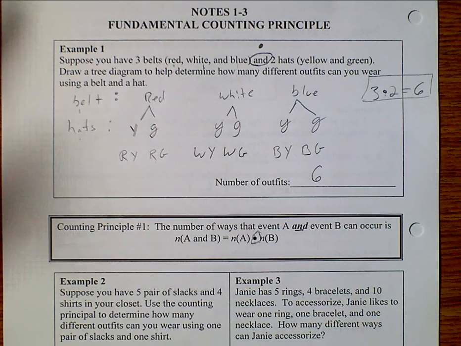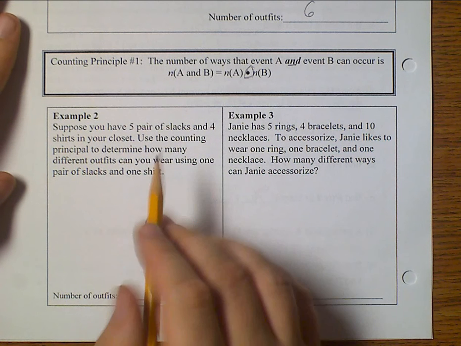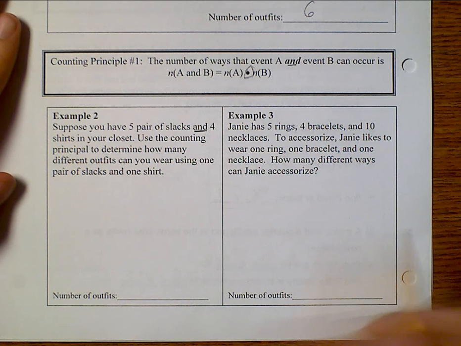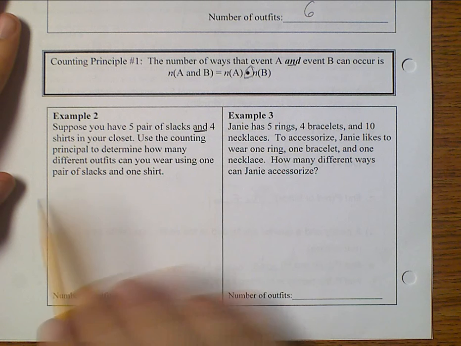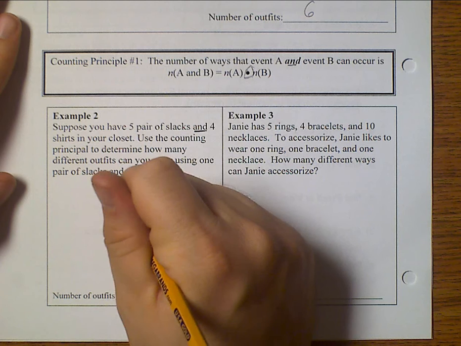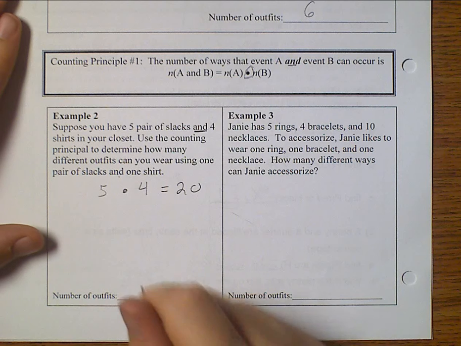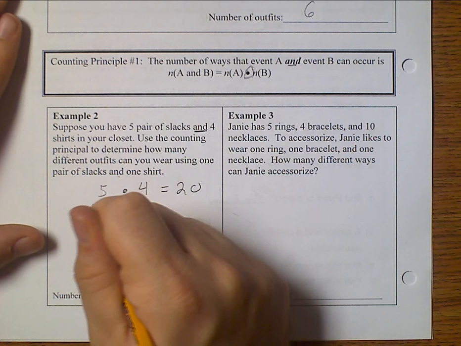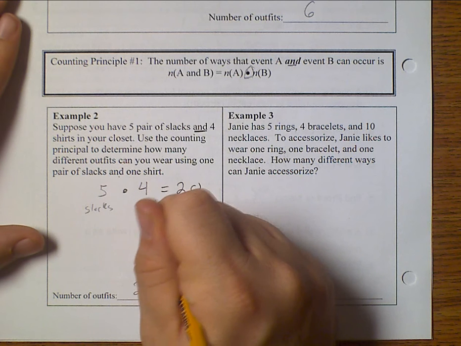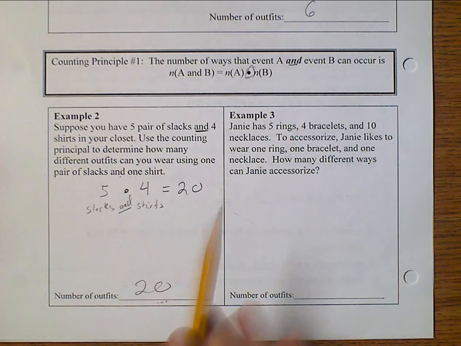Let's go ahead and look at example number 2. So we have 5 pair of slacks and 4 pair of shirts, and we want to determine how many outfits we can choose if we wear 1 slacks and 1 shirt. That would be 5 times 4 equals 20. There were 5 slacks and 4 shirts. 5 times 4 equals 20.